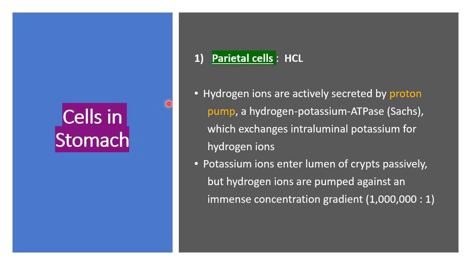The first group of cells are the parietal cells, which produce hydrochloric acid. The hydrogen ions are actively secreted by the proton pump, which is a hydrogen potassium ATPase mechanism, which exchanges intraluminal potassium for hydrogen ions. Potassium from the lumen passively moves into the parietal cells, but hydrogen ions are pumped against an immense concentration gradient.